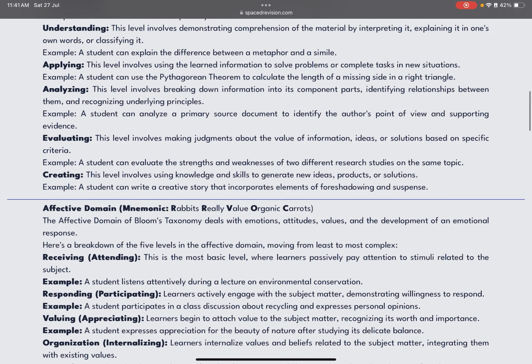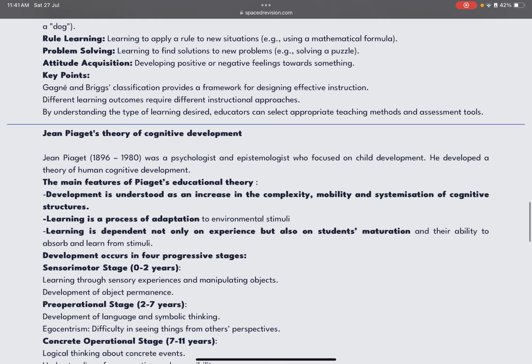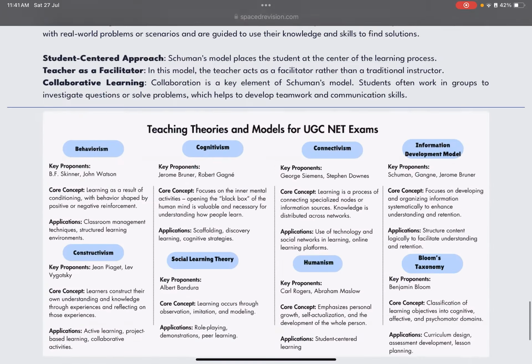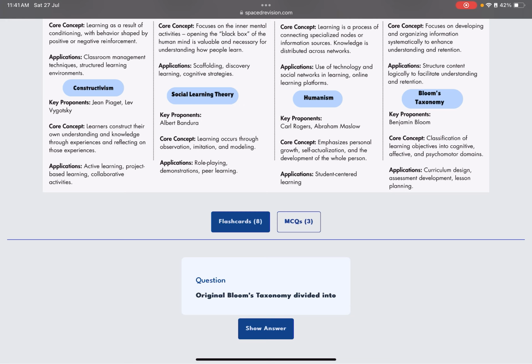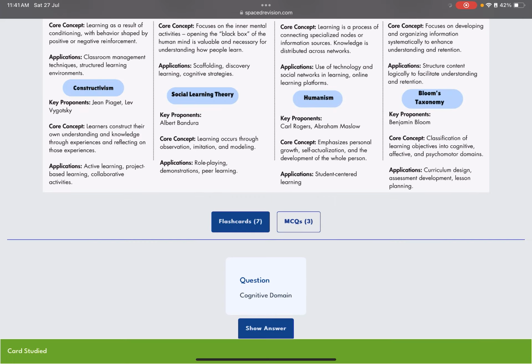Now let's go and do flashcards to see whether you remember some of the concepts that I've taught or not. The first question is: original Bloom's taxonomy is divided into. So this was the first part of the video, so it should be easy for you. Memory, understanding, and reflective. Show answer. Alright, perfect. We got this correct.